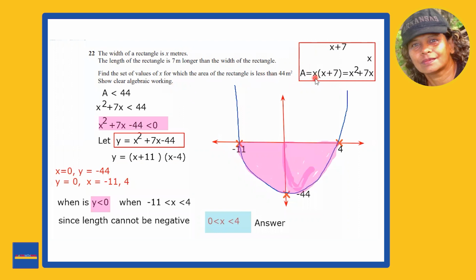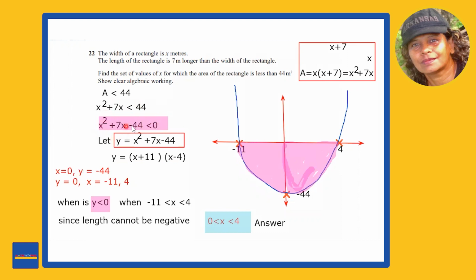Now how do you find the area of a rectangle? It's the length into the breadth or width, so we have x into x plus 7, which is x squared plus 7x. Now they say it's less than 44. So the area, x squared plus 7x, is less than 44. You bring everything to one side and you have x squared plus 7x minus 44 less than 0.